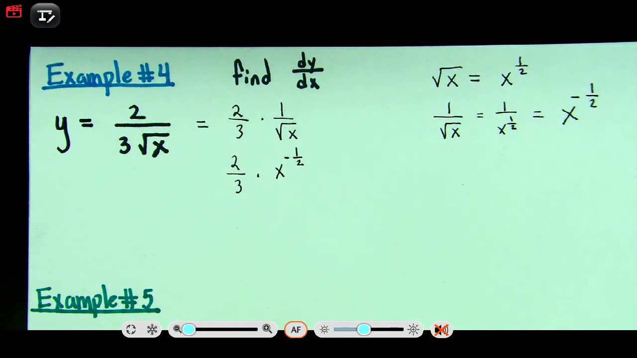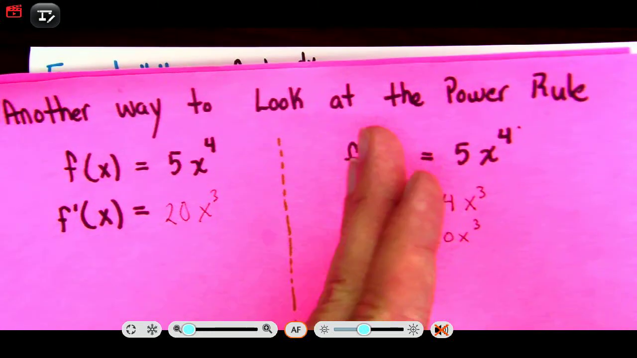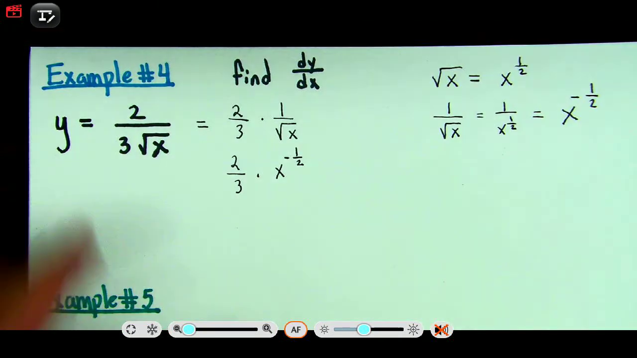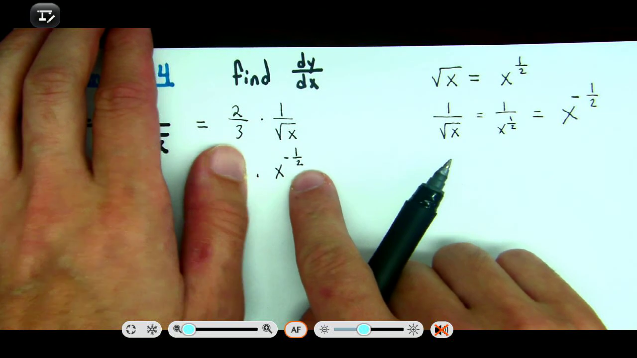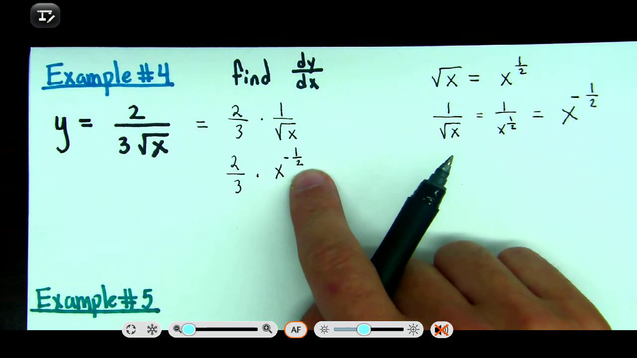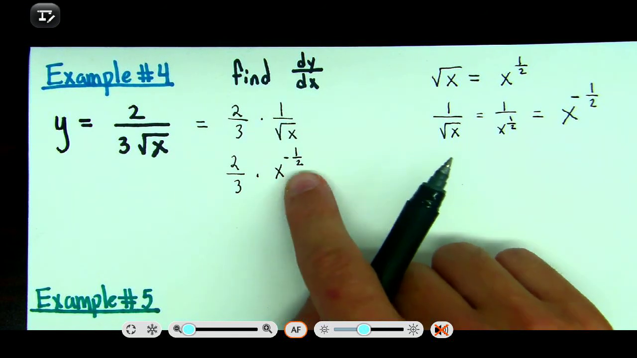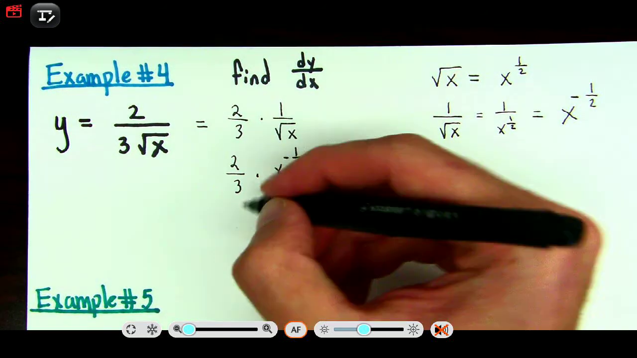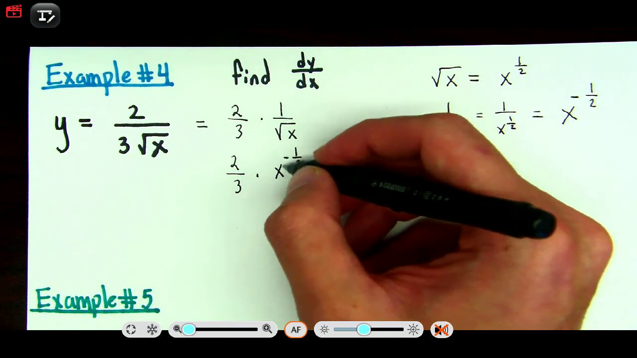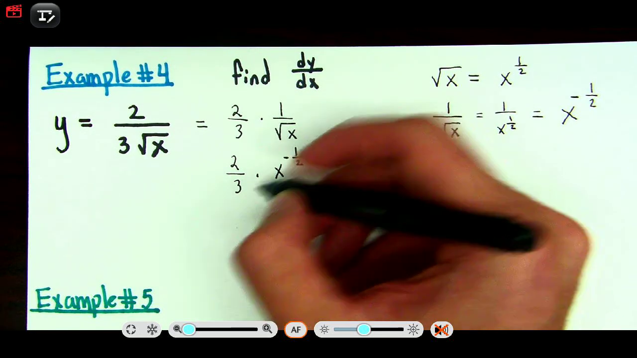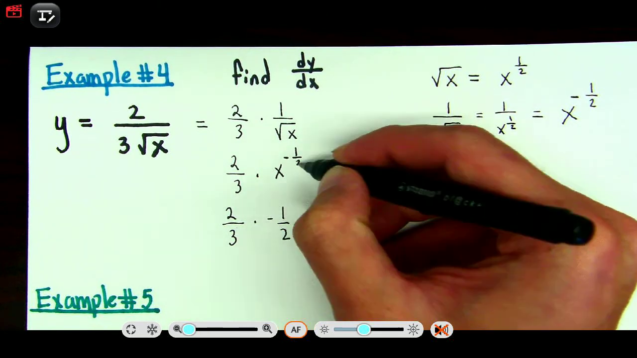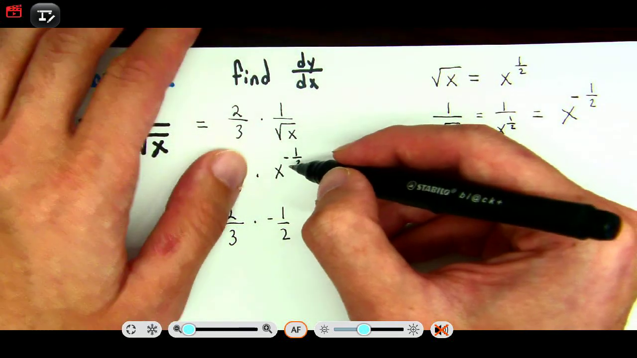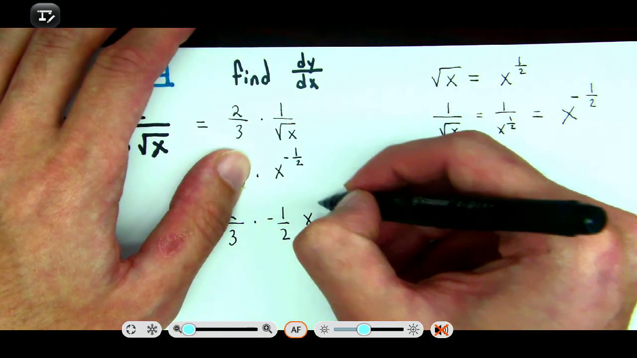Now what I want you to do is the same way that we took the 5 and brought it out and just took the derivative of this. Take this 2 over 3, ignore it for now, take the derivative of this, and then you multiply the 2 over 3 back in. Take your time, don't be afraid to make mistakes. What would happen here? If you want to take the derivative of x to the negative 1/2, it would be negative 1/2 times x to the negative 1/2 minus 1.